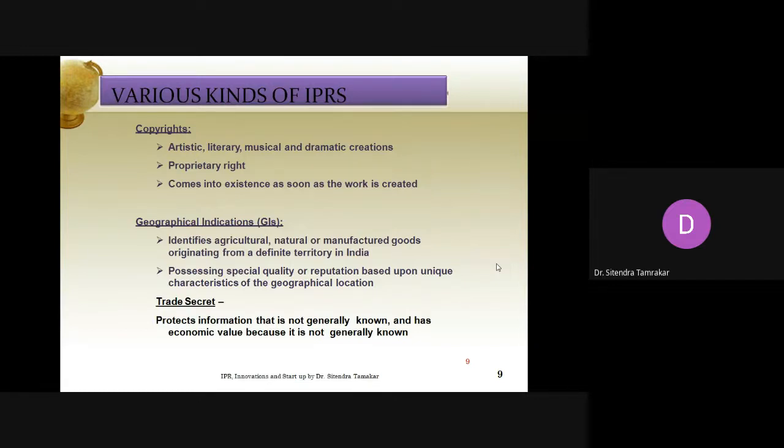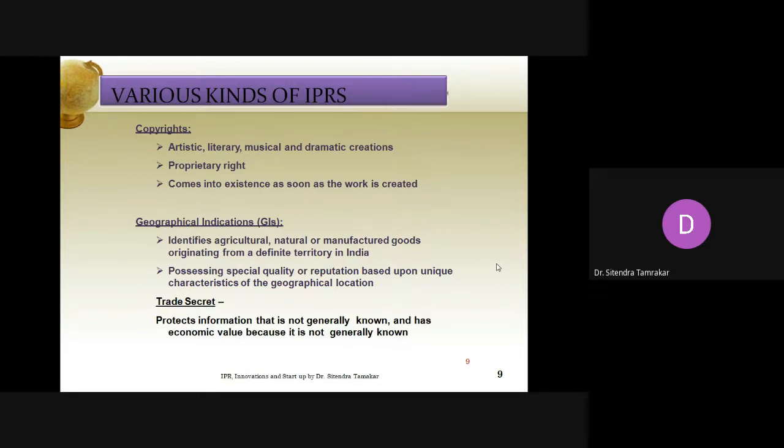So if you want to register that this Kolhapuri chappal originates from Kolhapur, Maharashtra only, then you need to go for this GI. You need to formally file the GI application, and after that you can get it through the jury's decision.